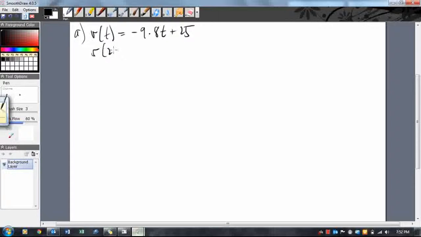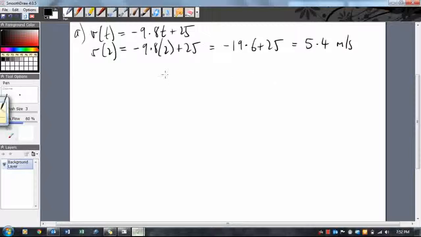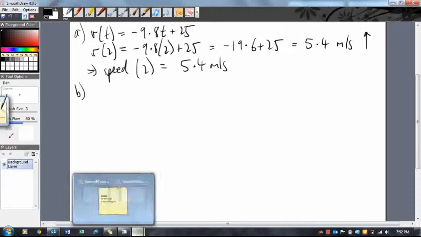So what's the velocity after 2 seconds? Well, it's equal to negative 9.8 times 2 plus 25, so negative 19.6 plus 25, and that's equal to 5.4 meters per second. So what's the speed? Well, the speed is just the modulus of that. The velocity is positive, so that's going upwards, and therefore the speed at 2 seconds is equal to 5.4 meters per second. So that's part A.